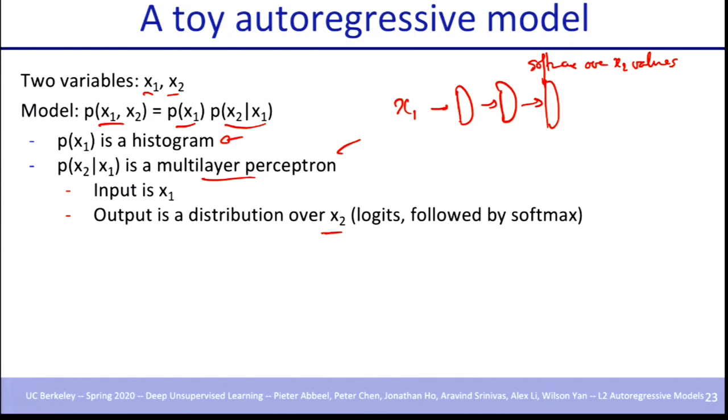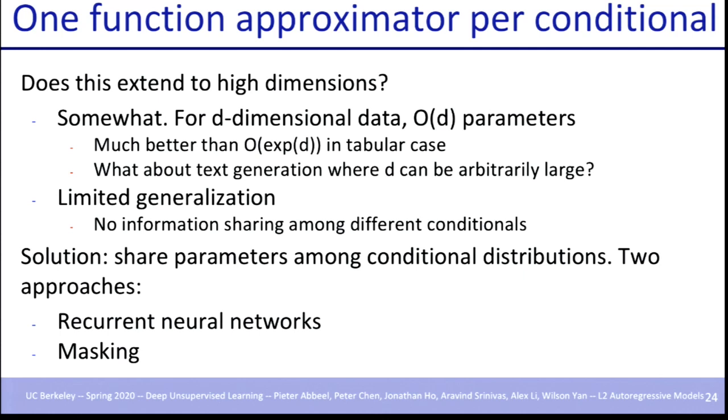OK, does this extend to high dimensions? Well, to some extent, it does, actually. When you have d-dimensional data, you'll have order d parameters, because you have a multilayer perceptron for every new variable you need to sample or generate. So it's much better than the exponential thing we saw if you just naively histogram things out. But it's still not great, because D could be pretty large, and that might make it impractical.